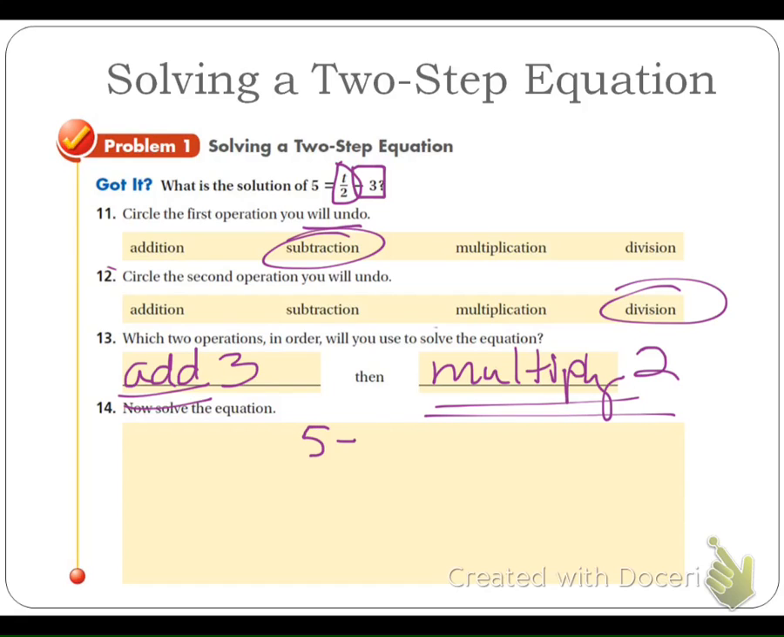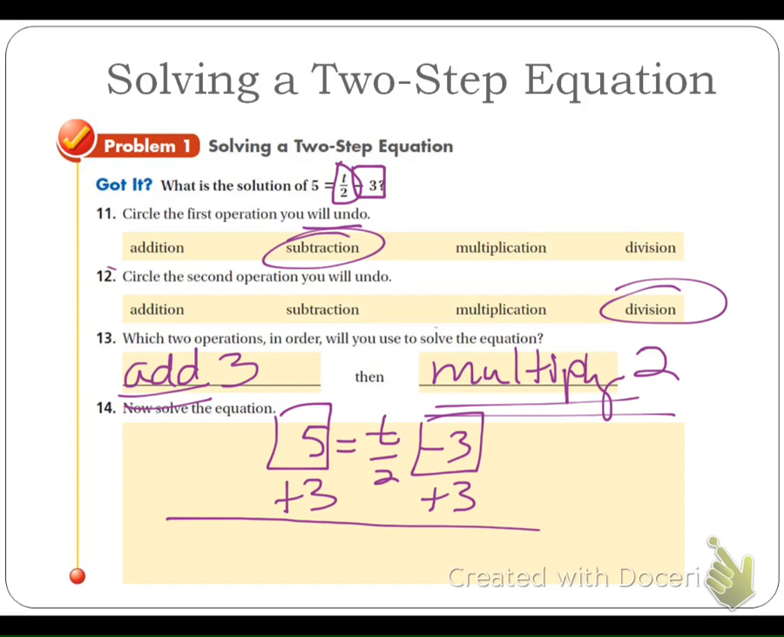So let's solve this equation. I'm going to first write it down. 5 equals t over 2 minus 3. The first thing I would need to do is to combine my like terms. That constant I need to combine with the constant that's over here. So I'm going to add 3 to both sides of my equation, draw my big fat line, and combine. I created a 0 pair over here, but on that right-hand side of the equation, I still have the t over 2, so I'm just going to copy it down. And I'm ready to combine my 5 with my positive 3. That equals 8.